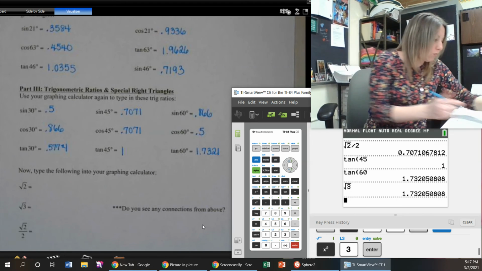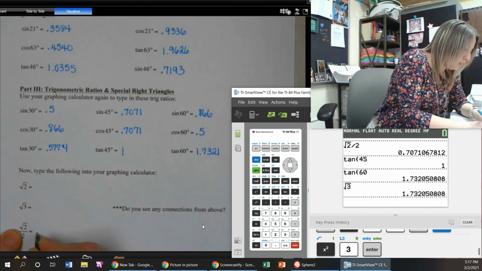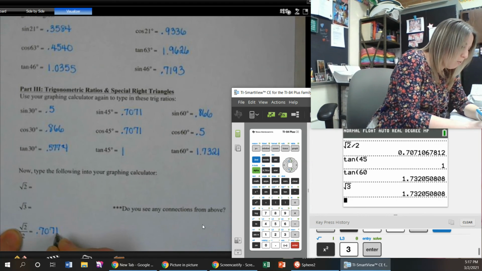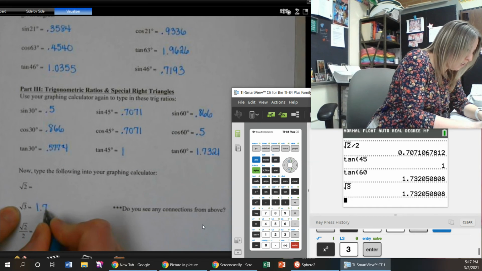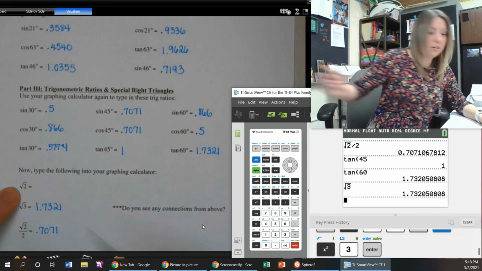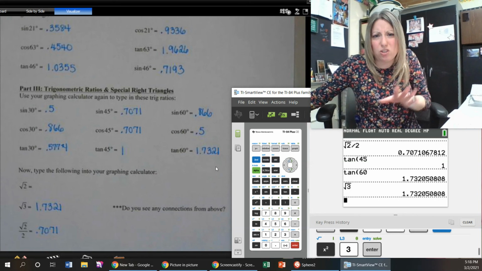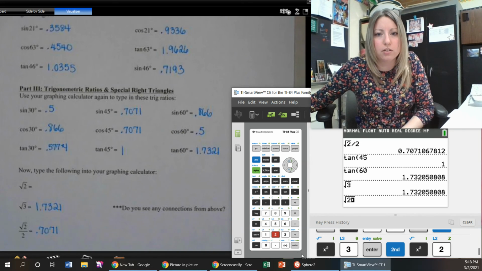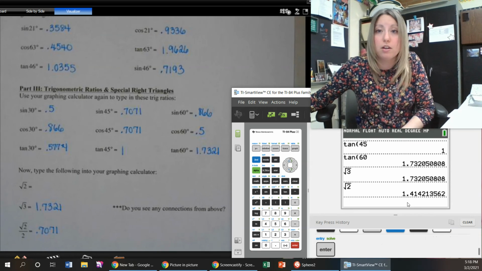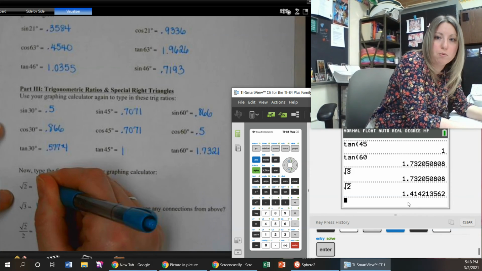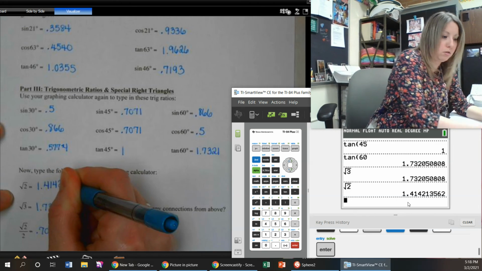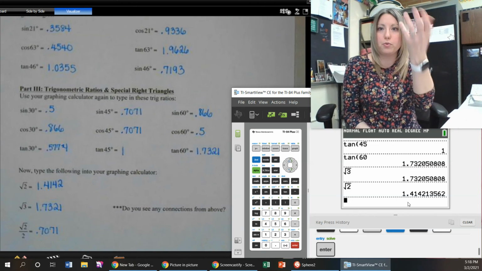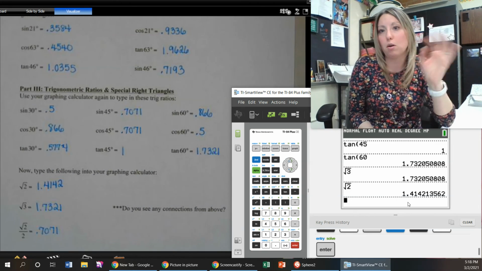So we know that this was the 0.7071. We know that this is 1.7321. And radical 2 really isn't super important in some of this stuff, but I'll just show it to you. It doesn't match with anything up there, but you should probably recognize 1.4142, okay, as the square root of 2 in a decimal approximation.